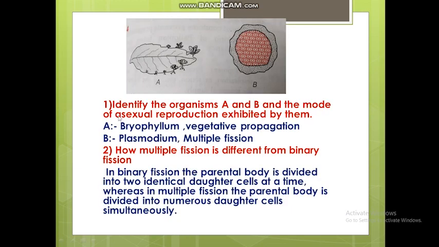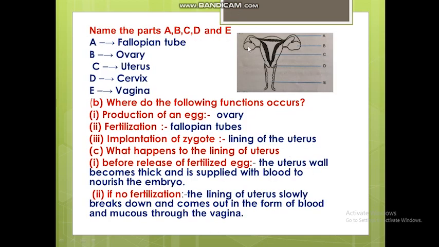The next question is, identify the organisms A and B and the mode of asexual reproduction exhibited by them. The diagram A is showing the bryophyllum which is exhibiting asexual reproduction by vegetative propagation. The diagram B, it is showing the multiple fission of Plasmodium. Let us move to the next question.